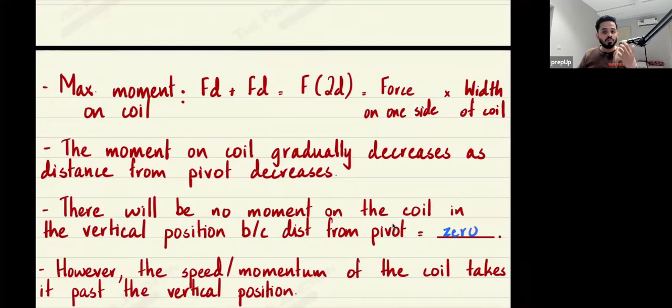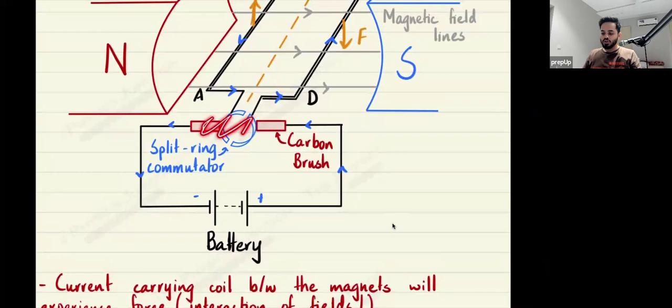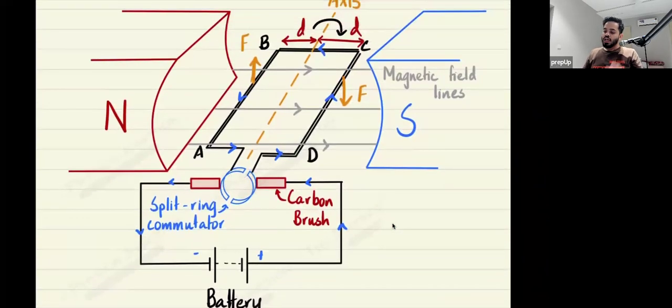However, even though the moment is 0, previously it would have gained some speed, or in terms of another quantity, it would have gained some momentum, which is going to take it past the vertical position. Now, let's say if we did not have these here, and this is going to bring us to this idea now. If it was rotating in the same direction, and let's say it comes here. So this is A and this is B.